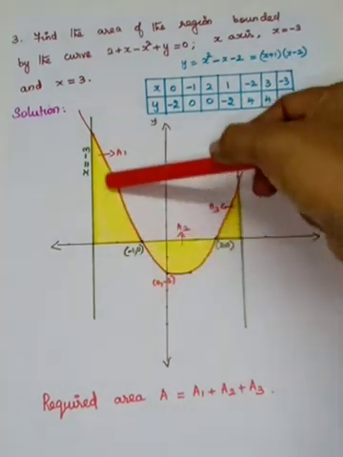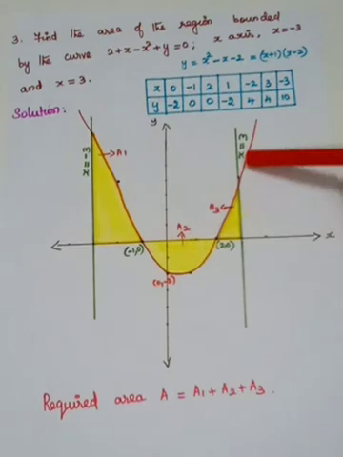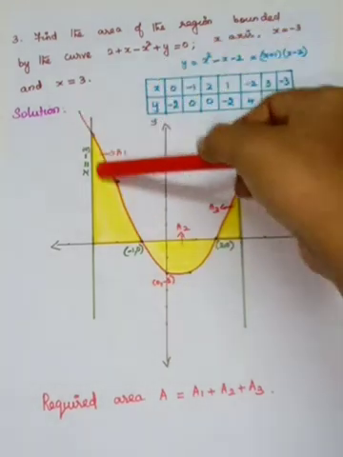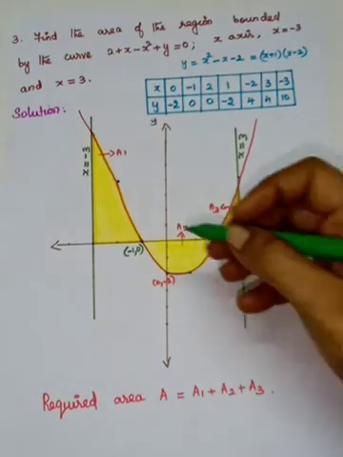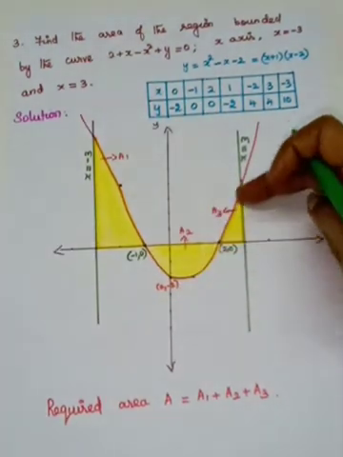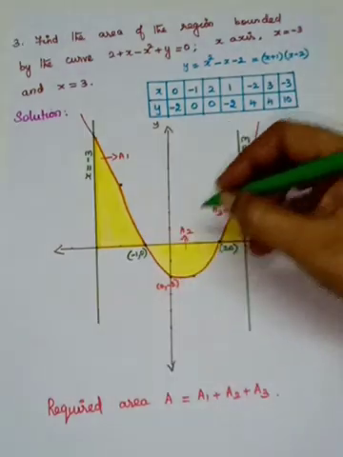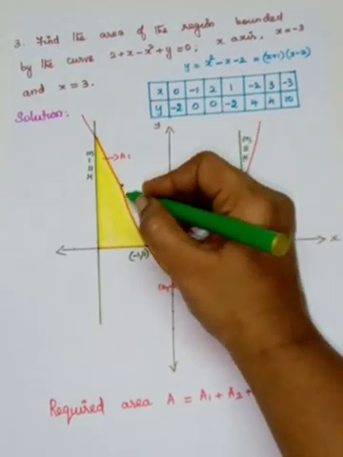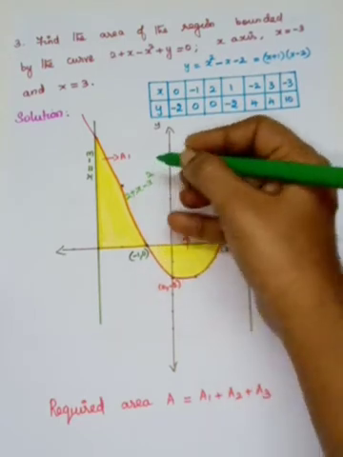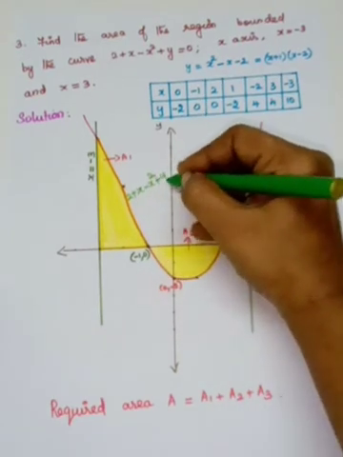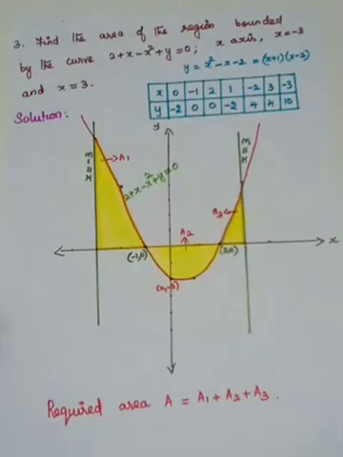So the red color, that is the equation of the curve. So the curve equation is 2 plus x minus x squared plus y is equal to 0. So this is the equation of the curve. That is the equation of the curve.